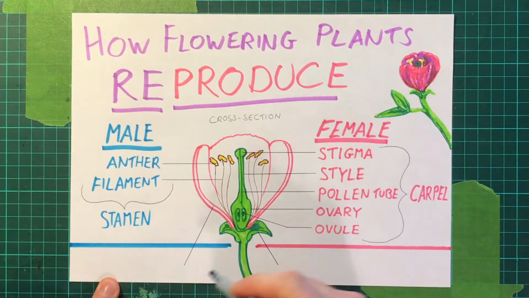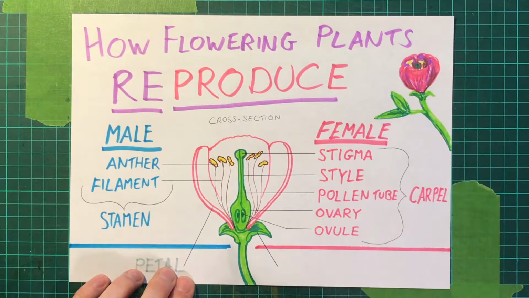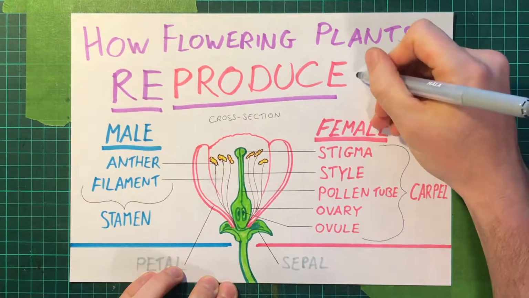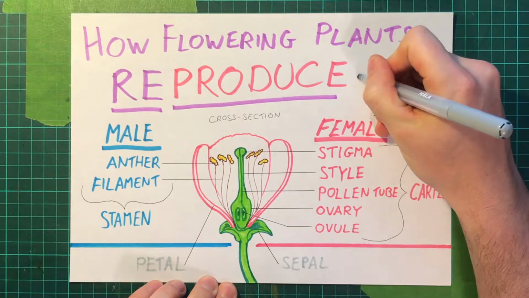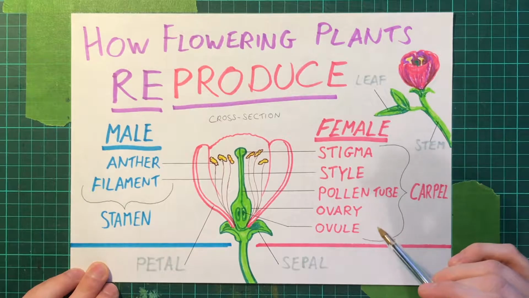These are obviously the petals, and these are actually a type of leaf that is called the sepal. And then just a couple of bits up here. These I'm sure you know. This is the leaf and this is the stem. So that's our flower all labelled up.